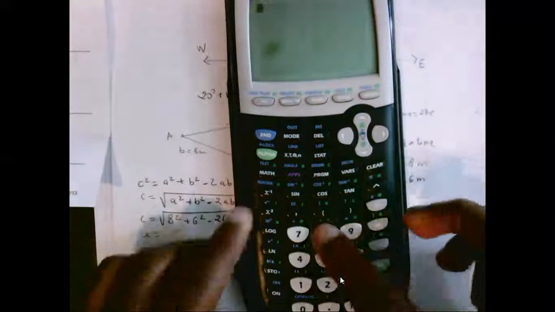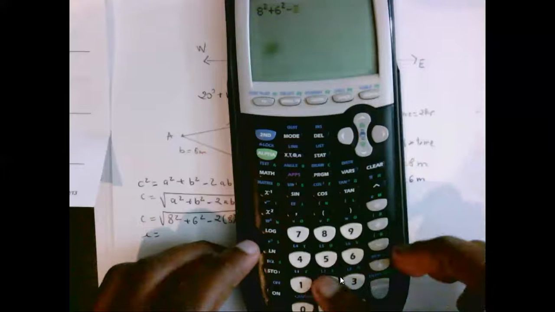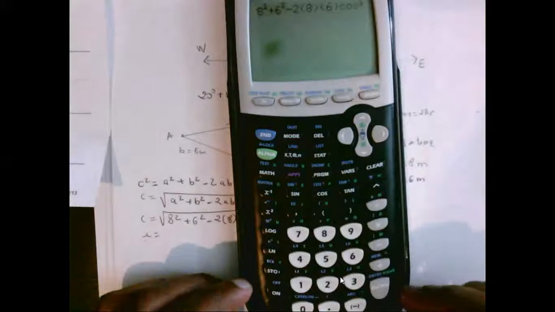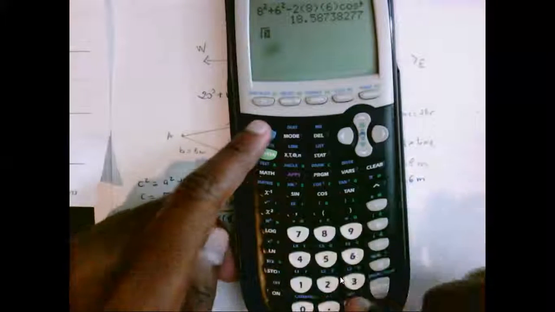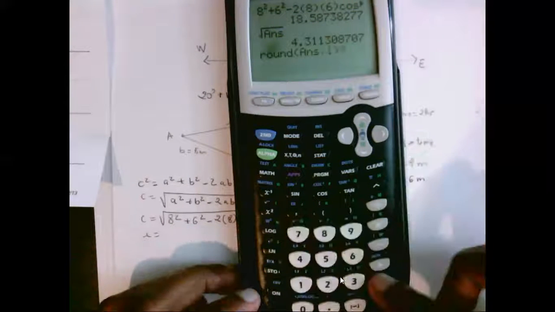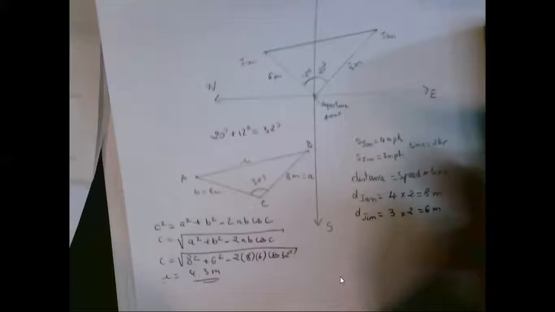So 8 squared plus 6 squared, minus 2 times 8 times 6 cosine of 32. I get that, and then I take the square root of my answer, get that, and then round to 1 decimal place and get 4.3. 4.3 is my answer. So that's how you find the distance between Jim and Jen.